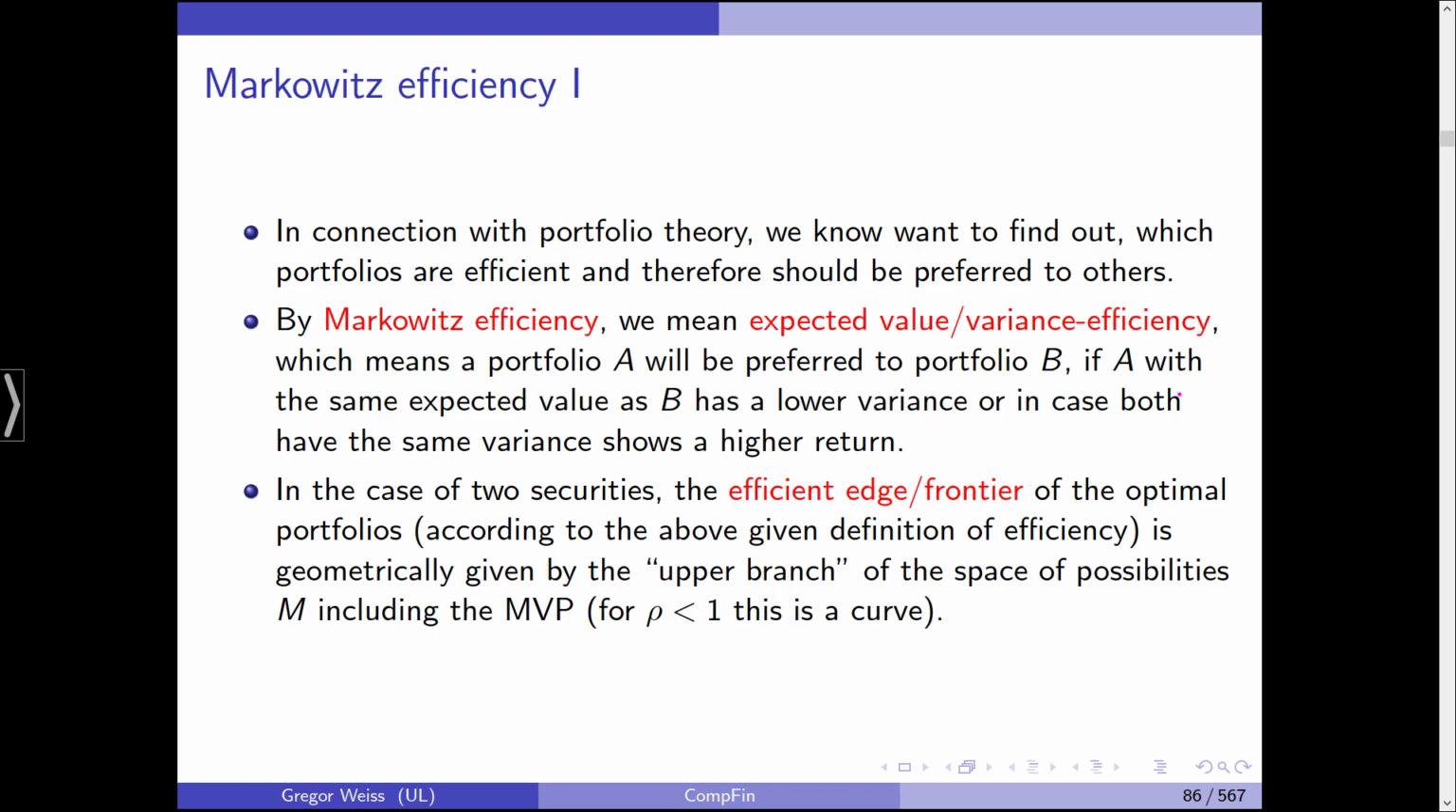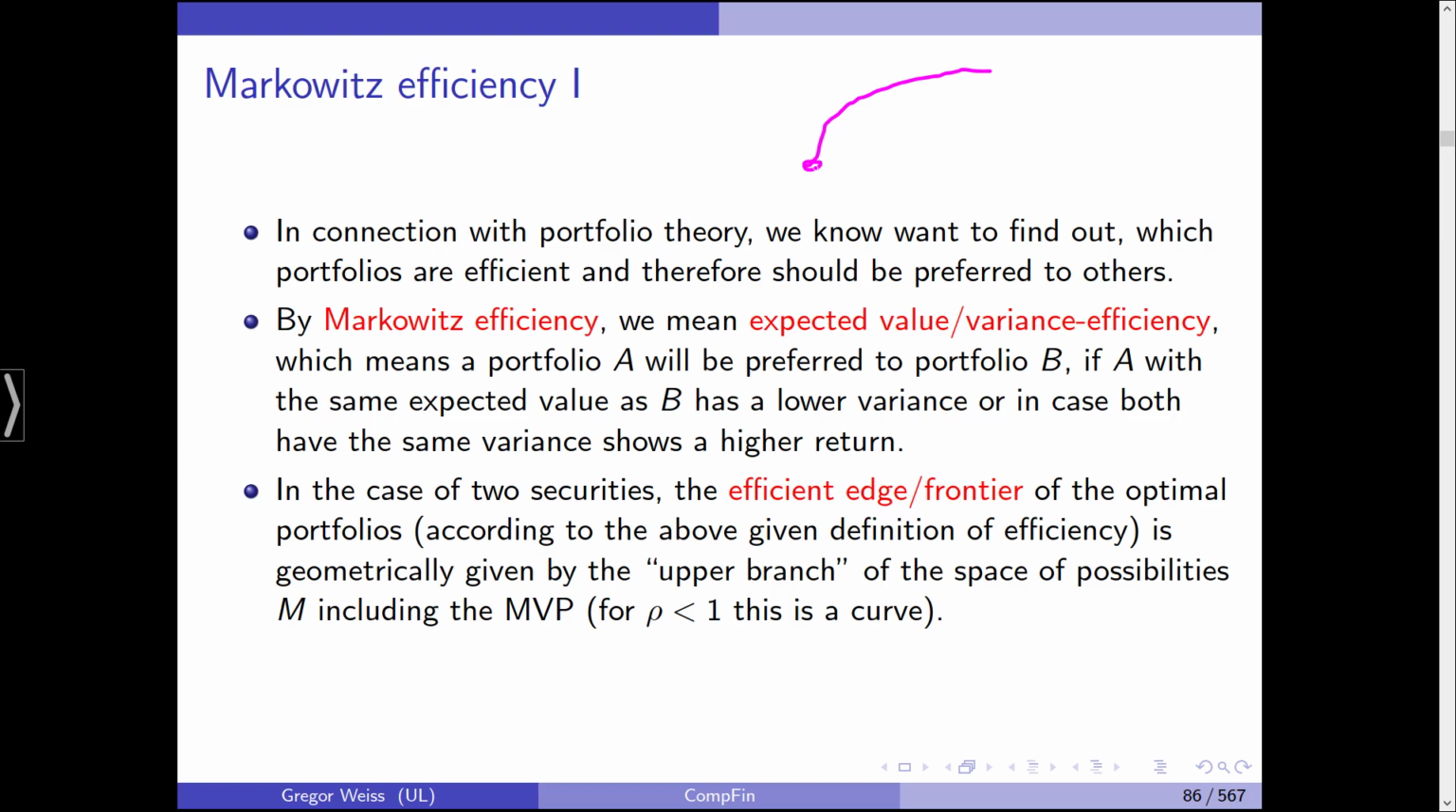In the case of two securities, if we are looking at two stocks, for example, the efficient edge or the efficient frontier of the optimal portfolios, according to the above given definition of Markowitz efficiency, is geometrically given by the upper branch of the space of possibilities, M, starting at the minimum variance portfolio. So usually it will look something like this. Now we will start here at the minimum variance portfolio, and then the efficient frontier goes up.